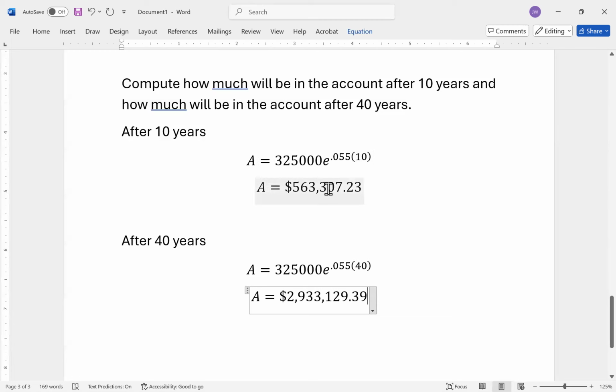After 10 years, we'll have about 563,000. After 40 years, almost 3 million. Again, this is sort of the magic of continually compounding interest, that if you wait long enough on that, the growth becomes really, really big because we're ending up with this exponential type growth.